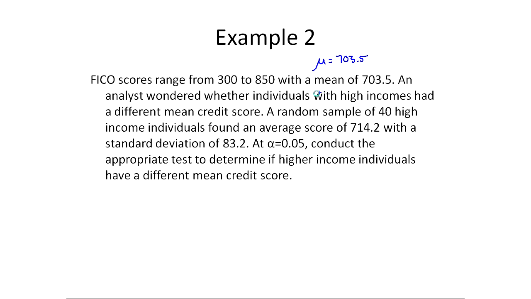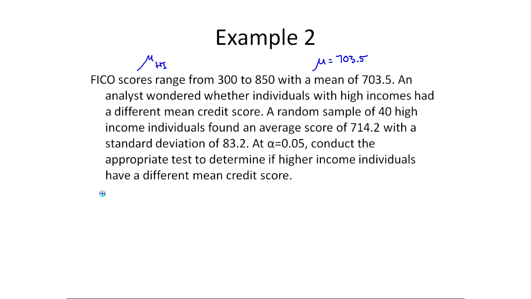Usually if we have the population mean, we're not going to do a hypothesis test. There's no need to test anything about it. We know what it is. But we're not worried about this population mean. We're talking about the mean for high income individuals. Now if we're looking at that mean, we don't know what that is, so that's why we're asking questions about it. We take a random sample. We found an average was 714.2, which is definitely different than 703.5, but then the standard deviation is pretty big, 83.2. So we want to conduct a test to determine if high income individuals have a different mean credit score.